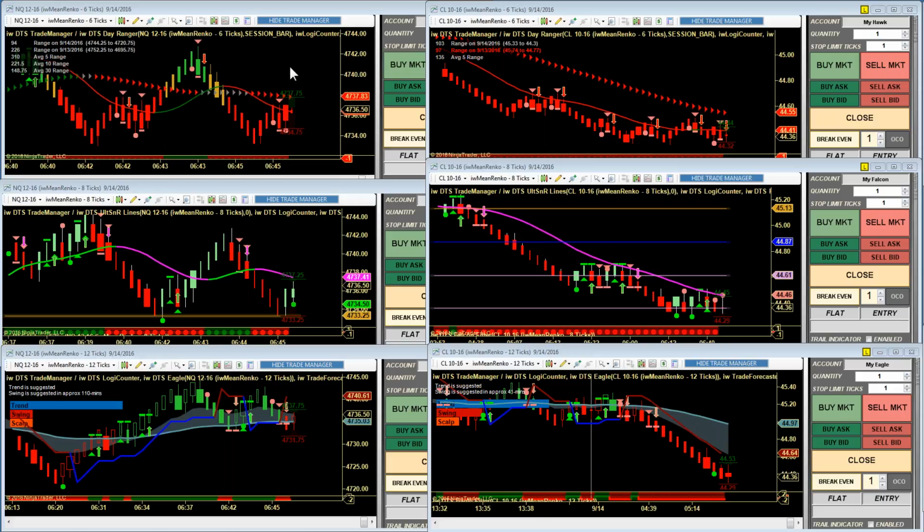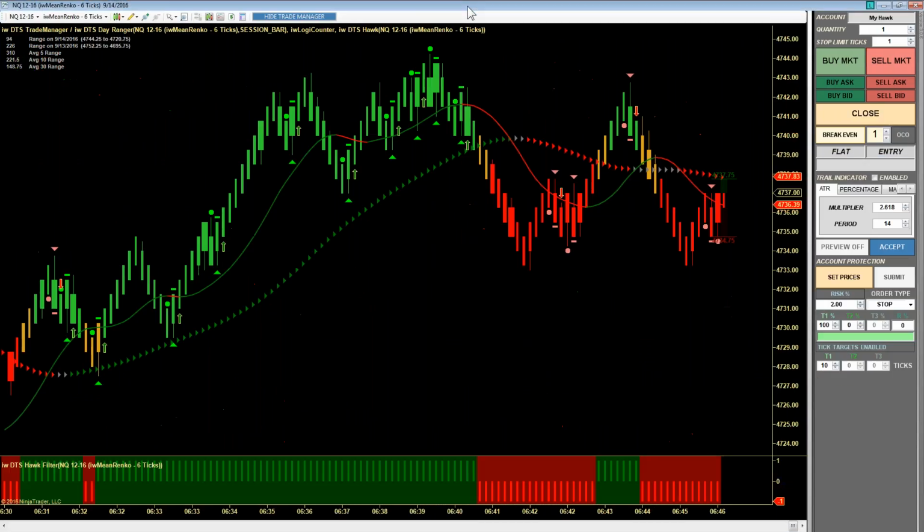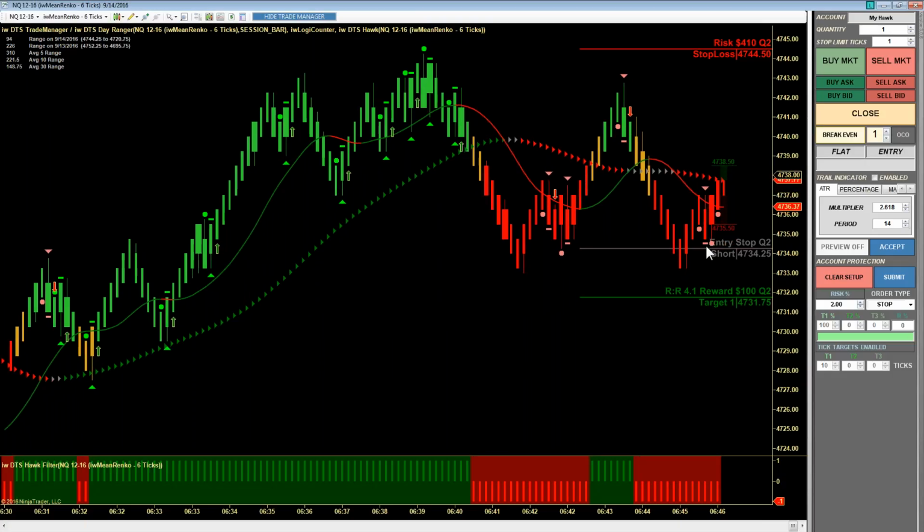Permi's asking, what's the micro-macro cross signal? That's here on the Hawk Scalper. We're looking at one here to the short side, actually. So the micro line, that's the thin one, crosses over the macro line, that's the thick one, and it's the first signal where everything is in sync. So you see we've got everything is red.